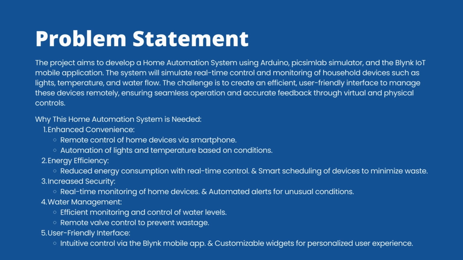So we can ask ourselves why a home automation system is needed. The first reason is to enhance convenience, with remote control of home devices via smartphone. Also, it's energy efficient, as it reduces energy consumption with real-time control by using smart scheduling of devices to minimize waste. It also increases security as long as we monitor those home devices in real time.